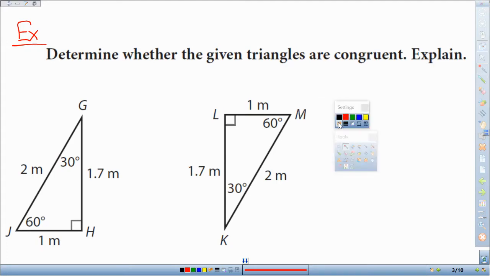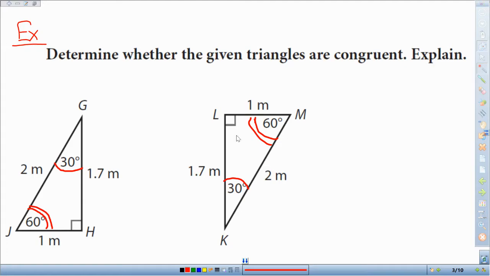Let's start with the angles. That's normally where I'll start. It doesn't matter which one you look at, but I'm going to start with this one here. I can see that angle G is congruent to angle F. Going around, I can see that angle J is congruent to angle M. Then I can see that angle H is congruent to angle L. By the way, they're both right angles. So first of all, the corresponding angles are congruent.